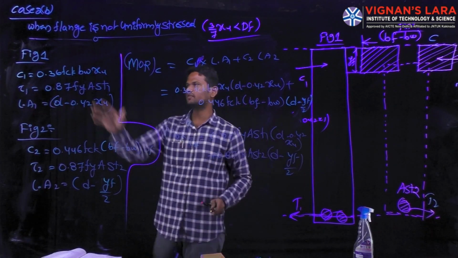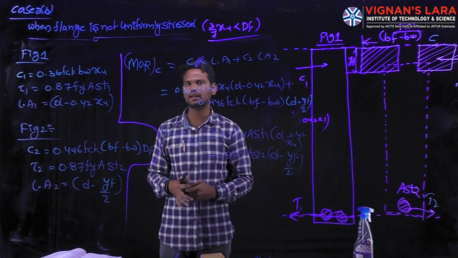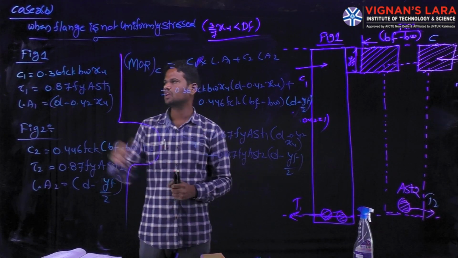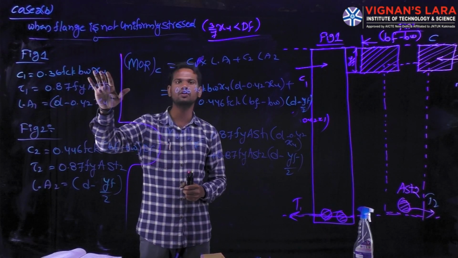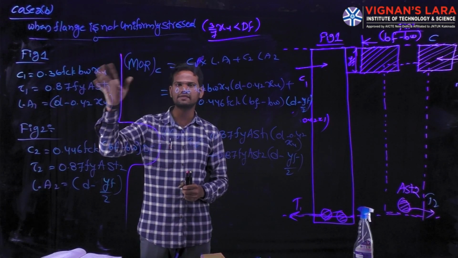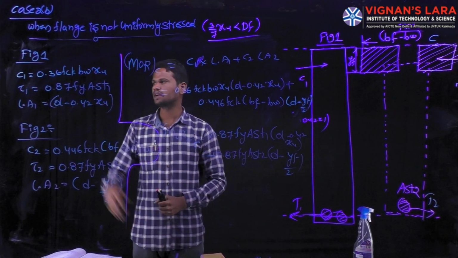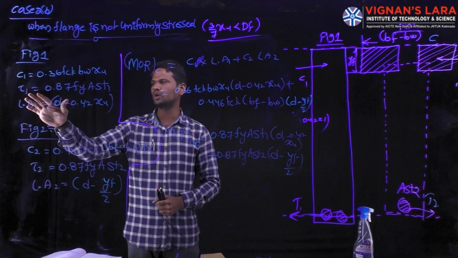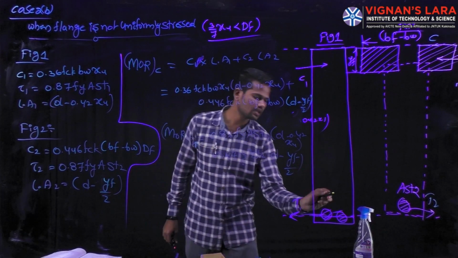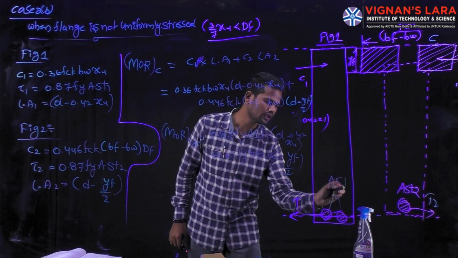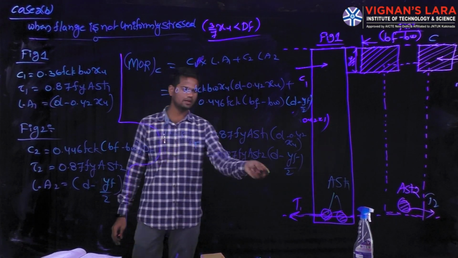If you see here from figure number 1, this is our regular rectangular beam. For this regular rectangular beam, we have the total compressive force. The total compressive force C1 equals 0.36 into fck into bw into xu. The neutral axis lies within the web portion, hence we are taking the width of the web as bw. Next, total tensile force T1 equals 0.87 into fy into Ast1. This is the area of the steel bars we are providing here.